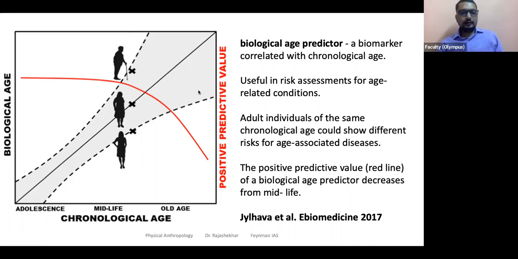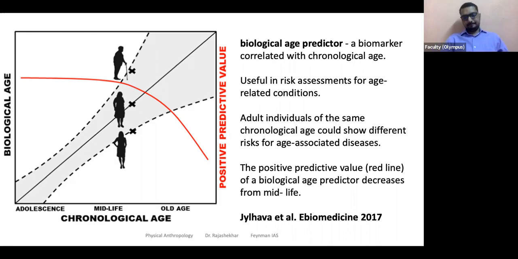What is the red line here? The red line is the positive predictive value. How well can you predict the biological age based on the chronological age? You can predict it better till midlife. At a later point of time, your prediction rate decreases, meaning the difference between chronological age and biological age will increase with time.